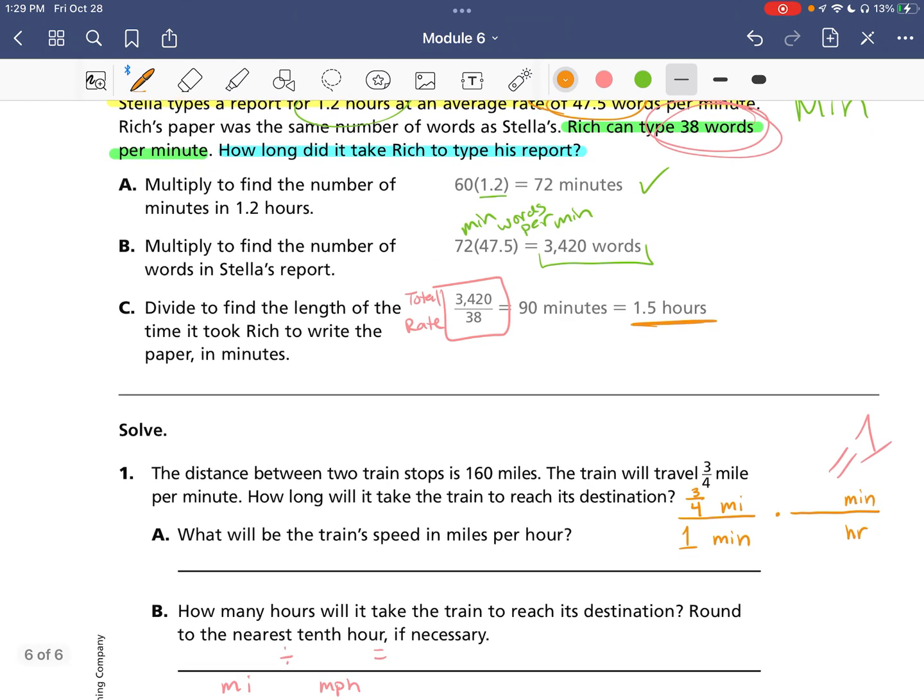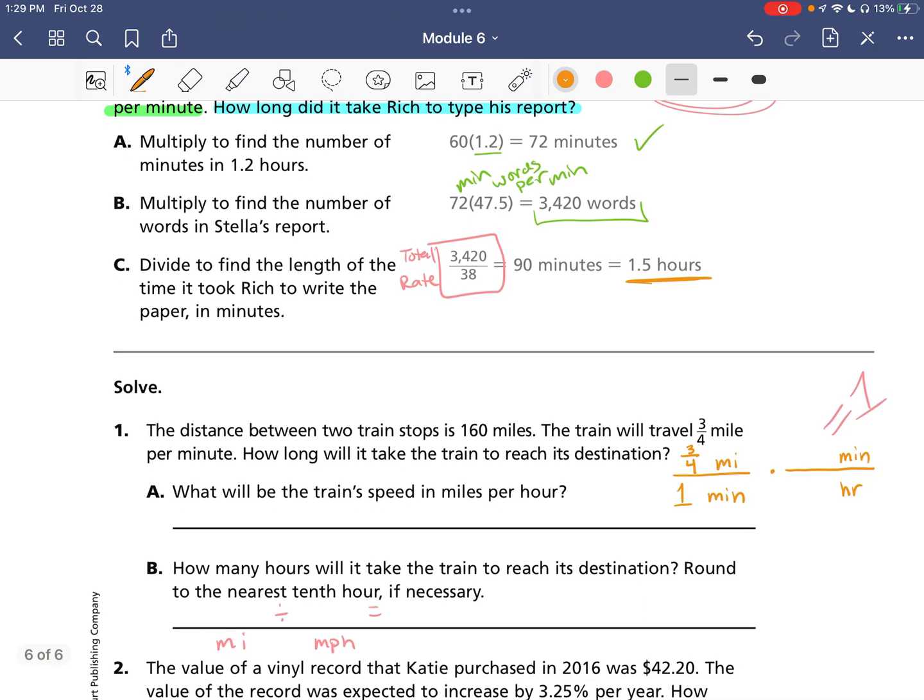Okay, so we have the distance between two train stops is 160 miles. The train will travel 3/4 of a mile per minute. How long will it take the train to reach its destination? So lots going on here. We first need to figure out what the train's speed will be in miles per hour. So let's highlight what we know.